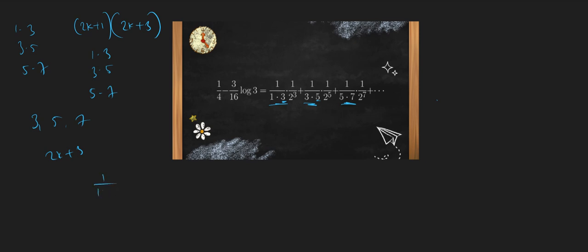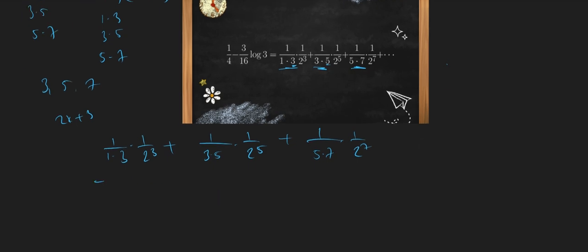So this sum, which is 1 over 1 times 3 times 1 over 2 to the third power, plus 1 over 3 times 5 times 1 over 2 to the fifth power, then plus 1 over 5 times 7 times 1 over 2 to the seventh power. This sum right here would equal the sum as k runs from 0 up until infinity of what? So you have 1 over 2k plus 1, and then 2k plus 3, multiplied by 1 over 2 to the 2k plus 3.